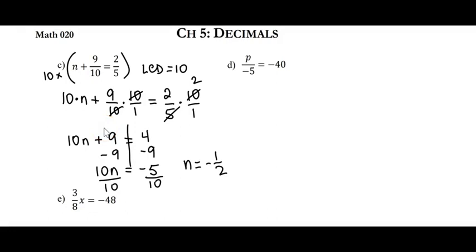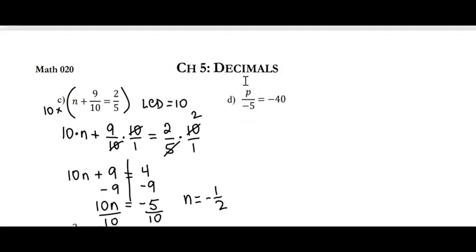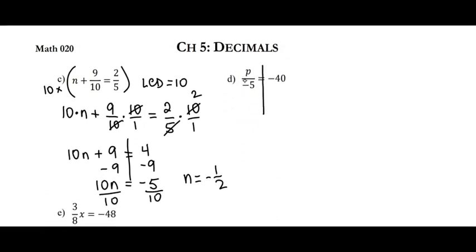All right, we have one last problem to do, part D, and you have p over negative 5 equals negative 40. So this is not even a fraction, even though it does look like a fraction. Don't even treat it like a fraction. So you have, let me see, here we go. You have a division right now. So the opposite of division is multiplication. So we need to multiply by negative 5 over 1 times negative 5, right?